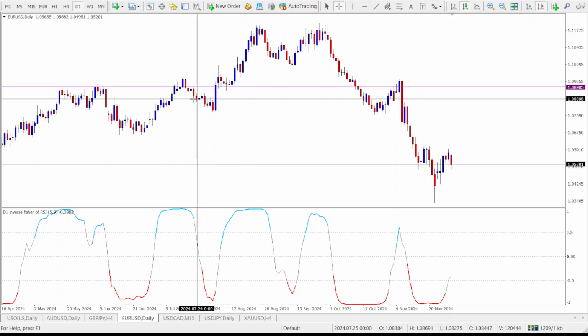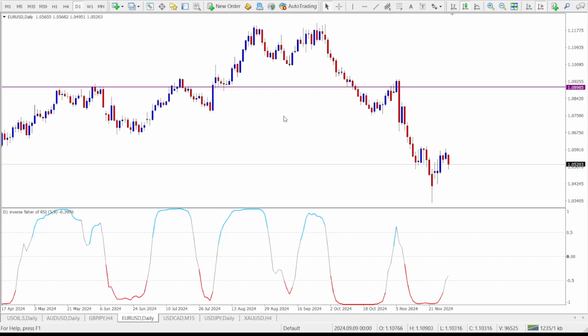If you do not want to make use of support and resistance zones for your exit, you can decide to use the reverse signal from the inverse feature of RSI indicator to exit your trade. Now let us look at a sell example.